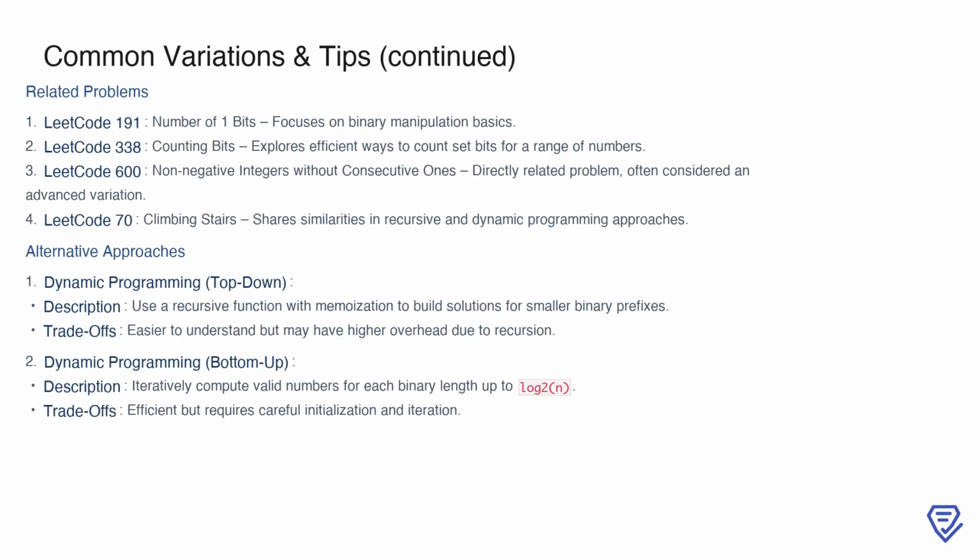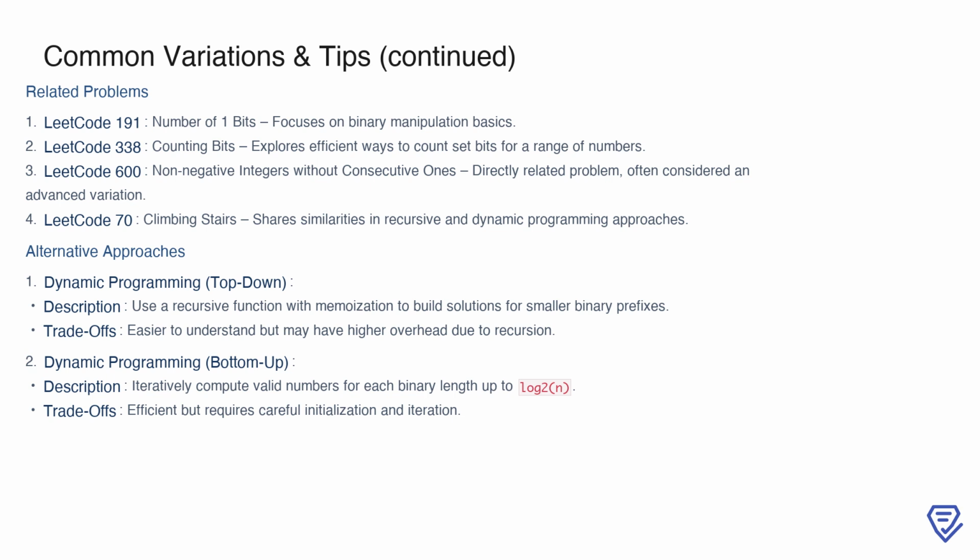This problem also connects to several related problems that can help you build your understanding. For example, LeetCode 191, Number of 1 Bits, introduces binary manipulation basics, which are foundational for this challenge. LeetCode 338, Counting Bits, dives deeper into efficiently counting set bits across a range of numbers, which can inform your approach here. Naturally, LeetCode 600 itself is directly related and often considered an advanced variation of these concepts. Additionally, LeetCode 70, Climbing Stairs, might seem unrelated at first, but it shares similarities in recursive and dynamic programming techniques.